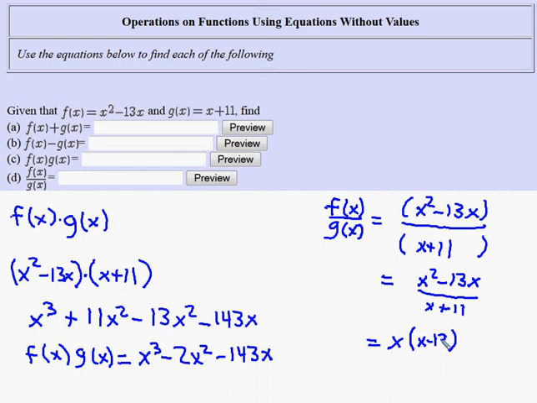You can check your factoring by distributing the x. X times x is x squared. X times negative 13 is minus 13x. I'm done factoring there. My denominator is x plus 11. Because my numerator and denominator have no common factors, I can't simplify further. But had I not factored that, I might not have noticed that they have no common factors. So my final answer on this one would be that f of x divided by g of x is equal to this right here.